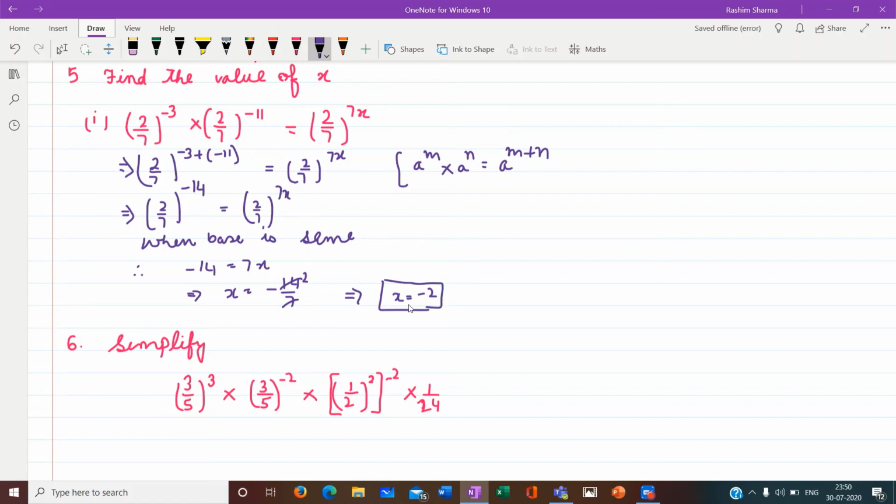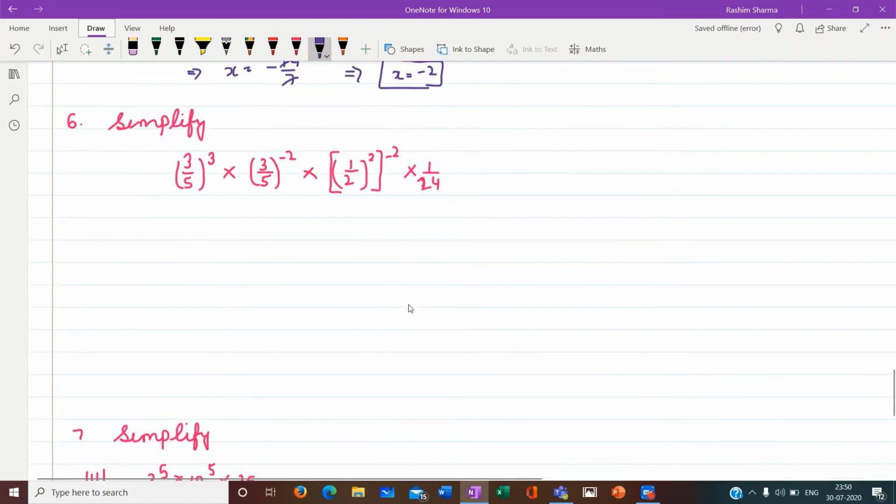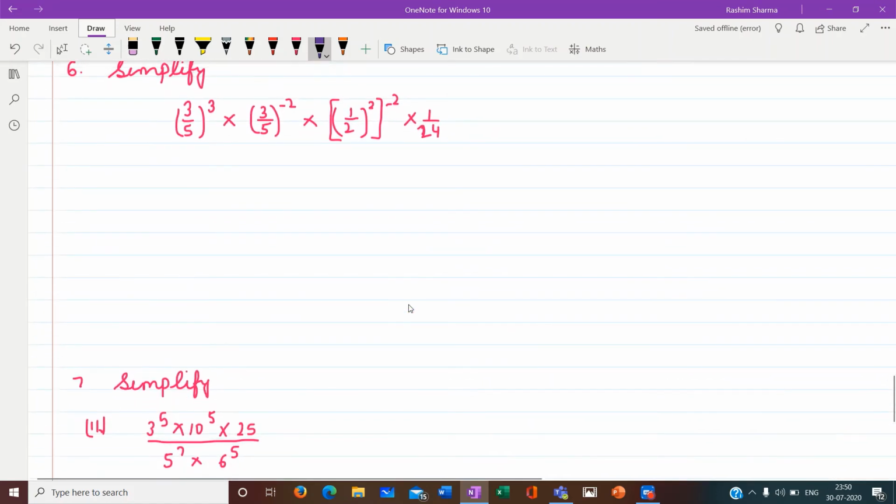Alright. Now question number 6. Question number 6 is (3/5)^3 × (3/5)^-2 × (1/2)^-2)^2... into (1/2)^(-2×2) ÷ (1/24). So first of all we will apply the law where the base is the same. Here this is 3 upon 5.